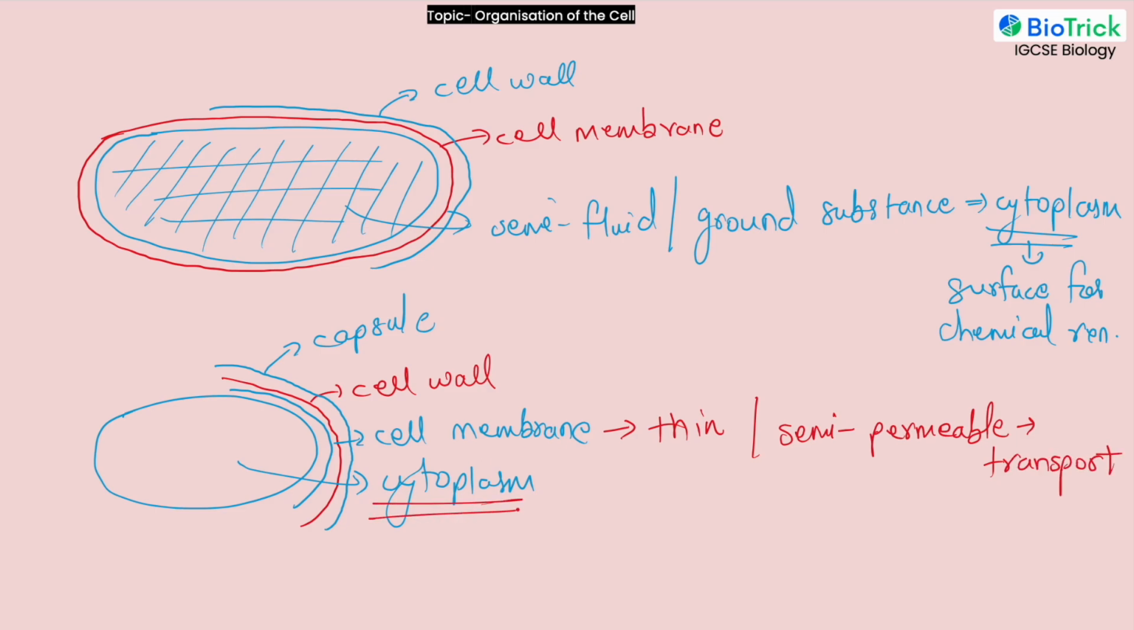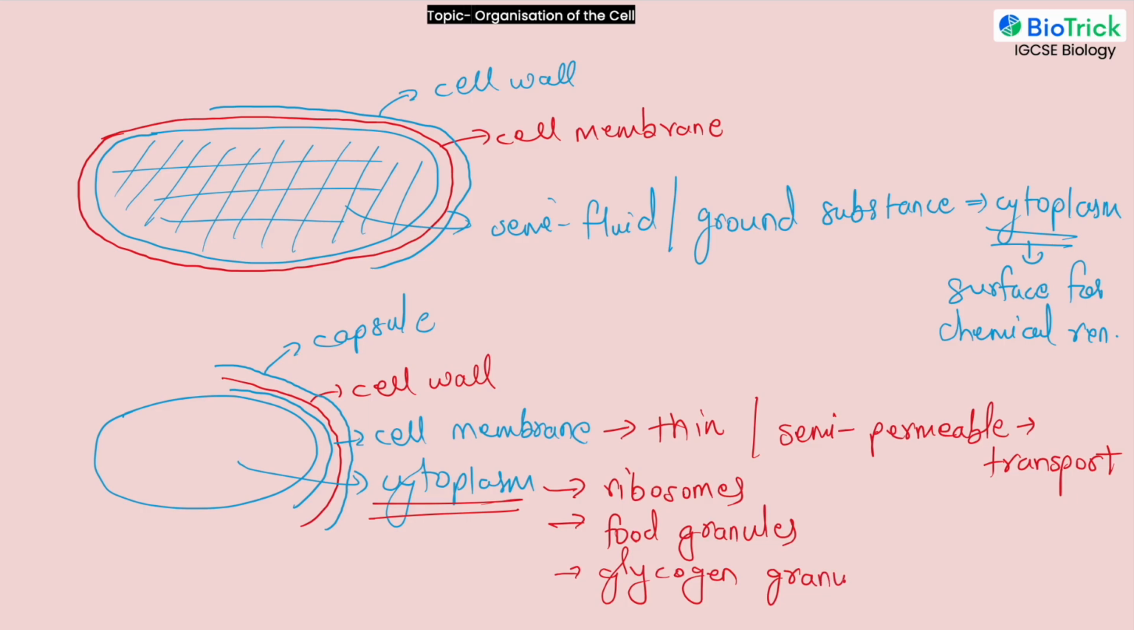Inside the cytoplasm, in the semi-fluid material, we have different kinds of cell structures present, like ribosomes, food granules, and glycogen granules. Food granules and glycogen granules are like food reserves. They help to provide energy to the cell.